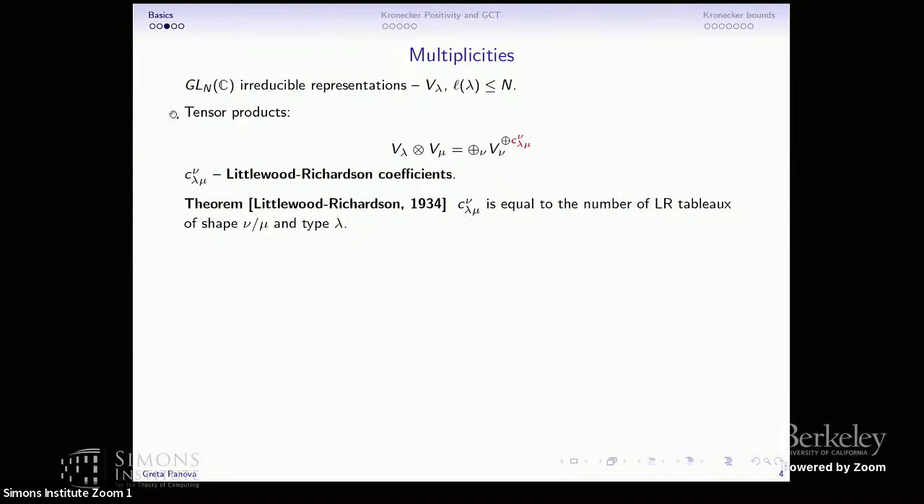And they can be computed. I'm stating this as a theorem in 1934, but it actually took maybe 20 or more years to prove that this is the rule. They are equal to the number of certain types of tableaux of skew shape nu over mu and type lambda. Or they also count integer points in a specific hive polytope. So this is another way of describing it.